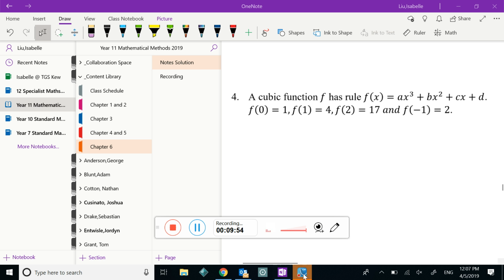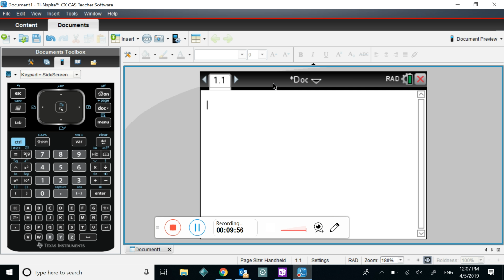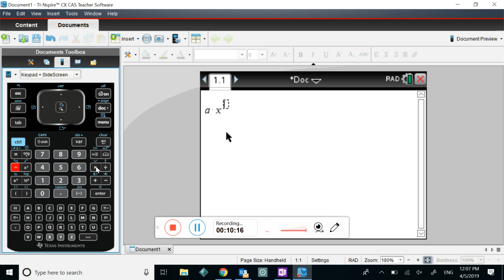So in this case, I want to define a function. There are 3 different ways to define it, and the way I like to use is this. So I type the function in. It's a times x cubed, ax cubed. Do not put ax cubed directly, it's a times x cubed. If you don't put the times, you may get a problem.